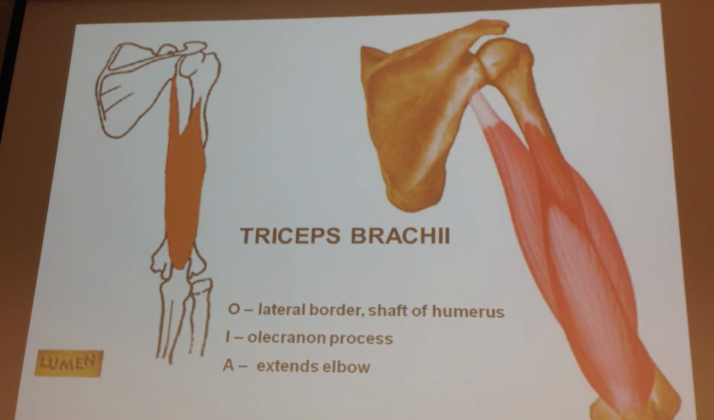Major function is extension of the elbow. So again, the bone is going to be the ulna. And this process of the ulna is the olecranon process. So that's the insertion. It's posterior to the coronoid process. So that's the insertion for the triceps brachii.